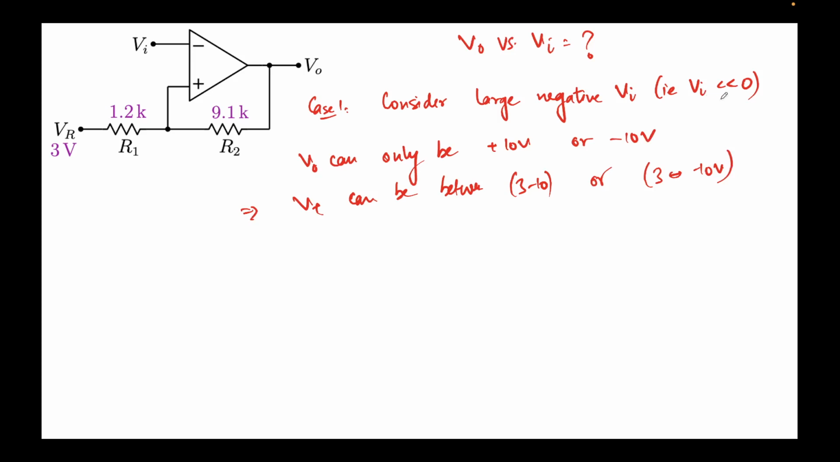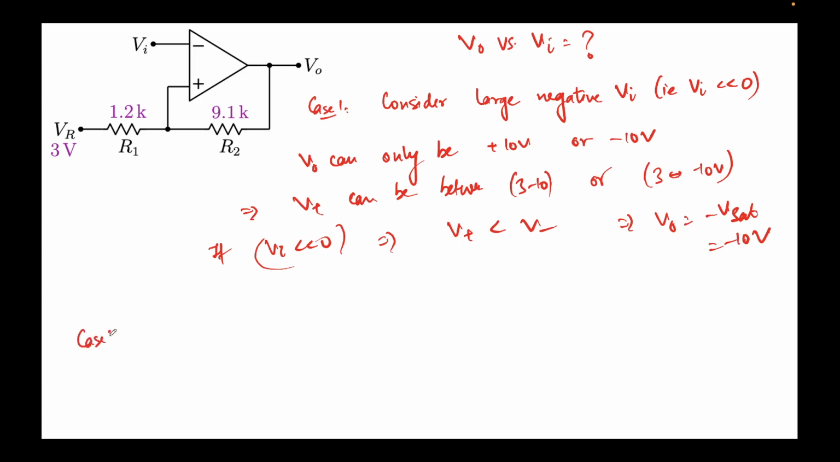But remember, we are applying a very large negative voltage, something like minus 50. So what that means is that if Vi is less than 0, this implies V plus is greater than V minus... rather, V plus is less than V minus, because V plus can only be between 3 volts or 10 volts, or minus 10 volts. Vi is something like minus 50. V plus is less than V minus. This implies V out has to be minus V sat, at minus 10 volts. So for very large negative Vi, V out has to be minus 10. This is a very important piece of information.